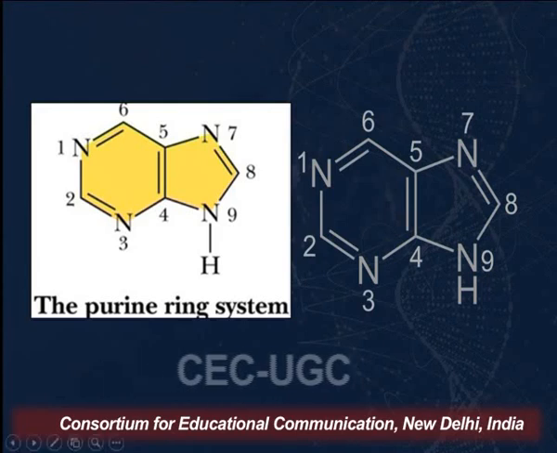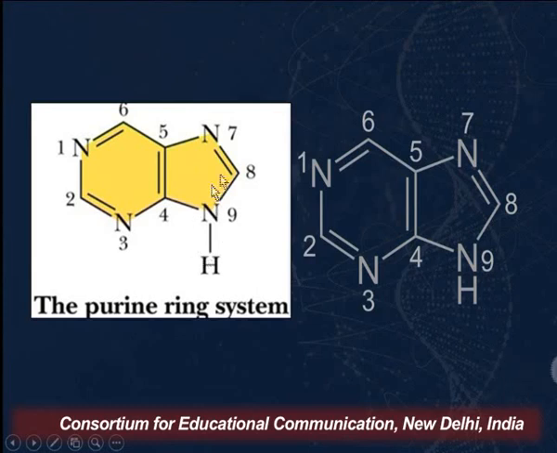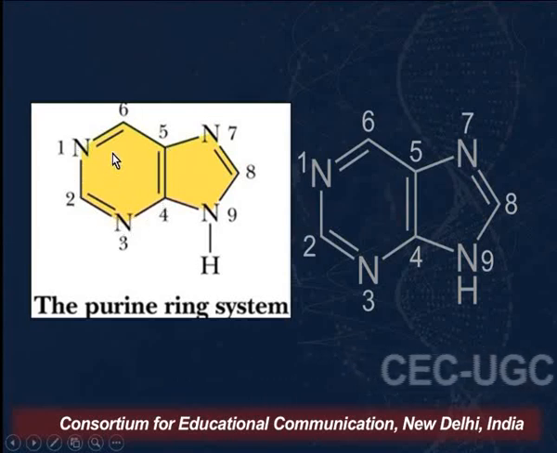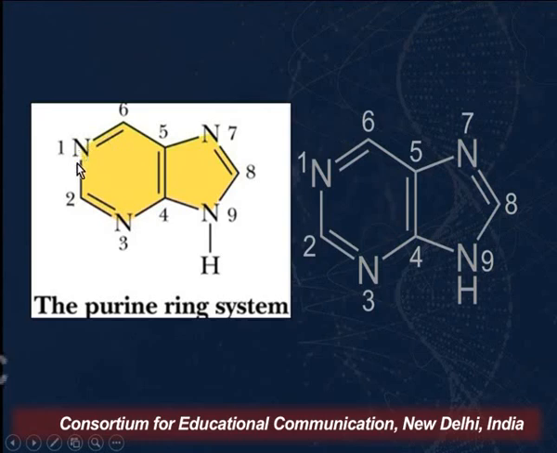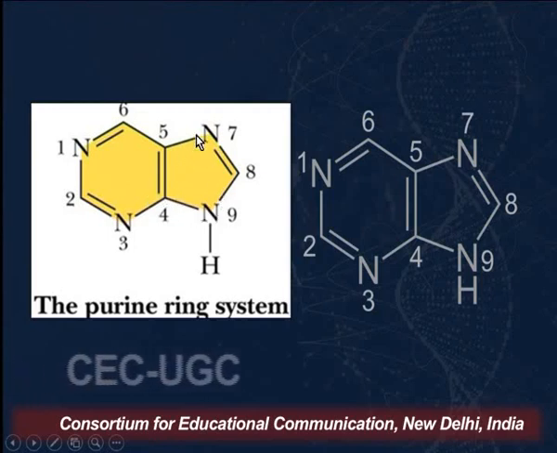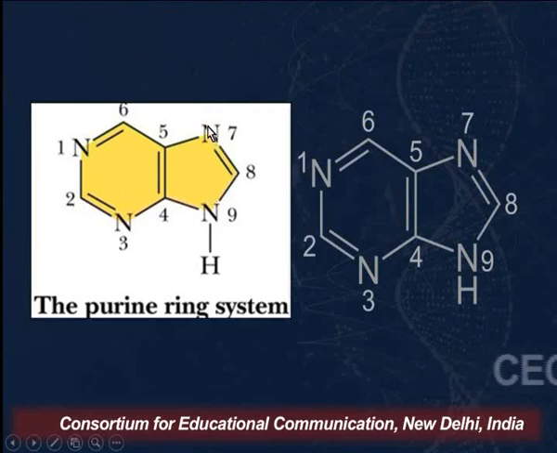But in this case, this is a fused system made up of 2 rings, pyrimidine ring and the imidazole ring. So you have to remember here that the numbering will always be anti-clockwise in the pyrimidine ring, and we will start from this nitrogen. So this will be 1, 2, 3, 4, 5 and 6. From here, when we go on to numbering in the imidazole ring, the numbering will be clockwise. 7, 8 and 9.